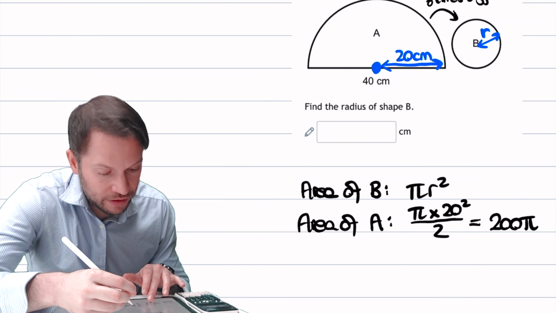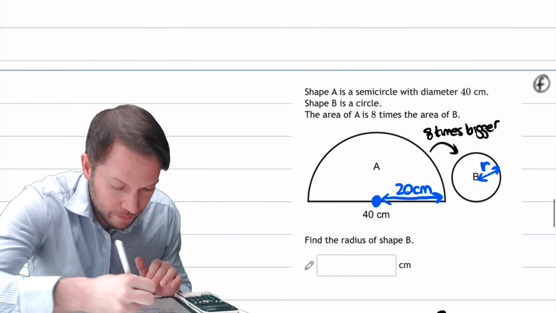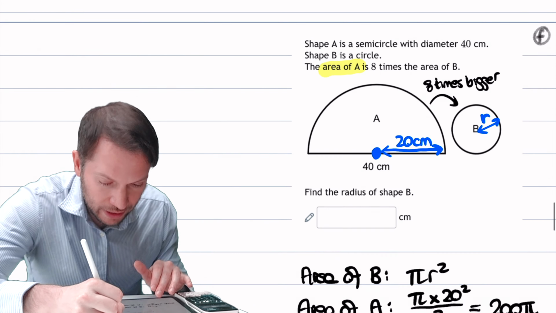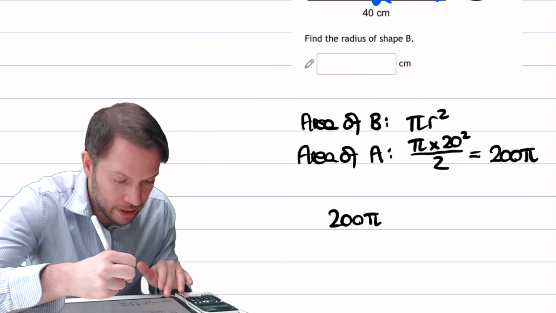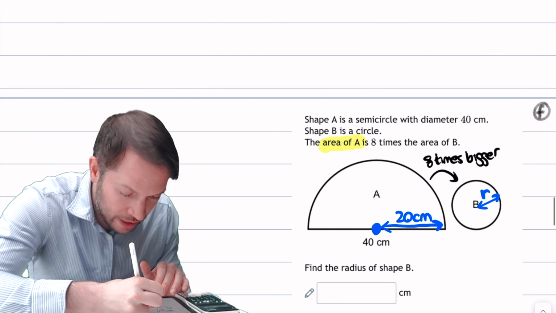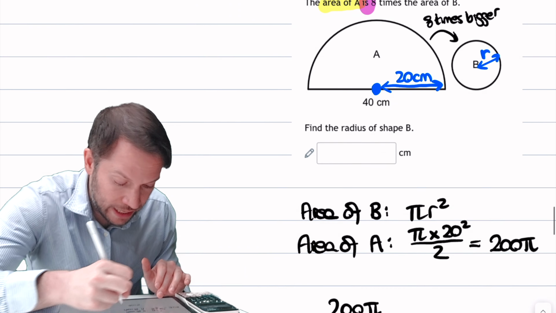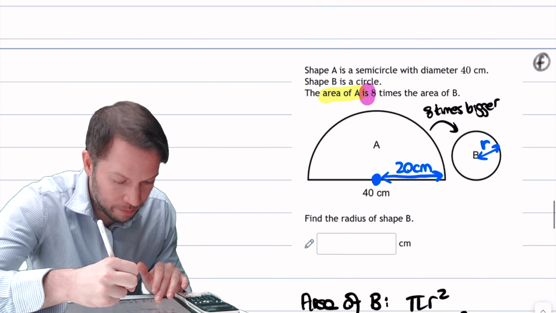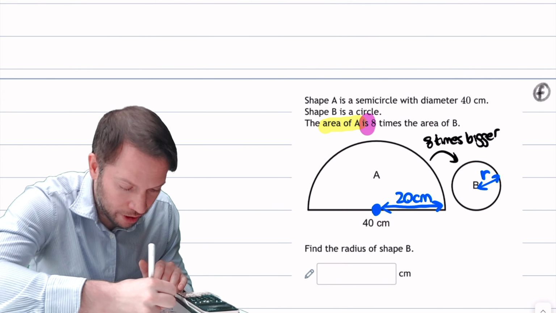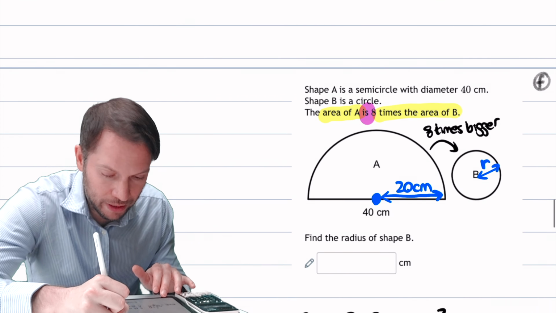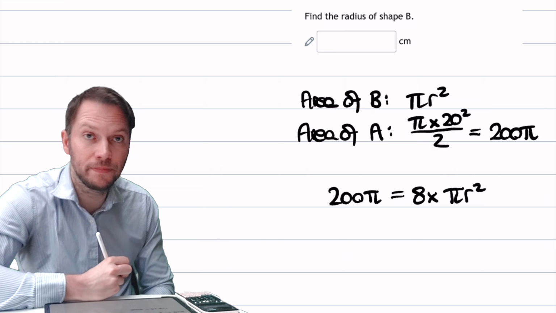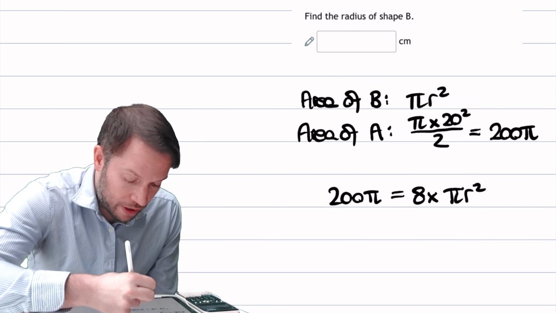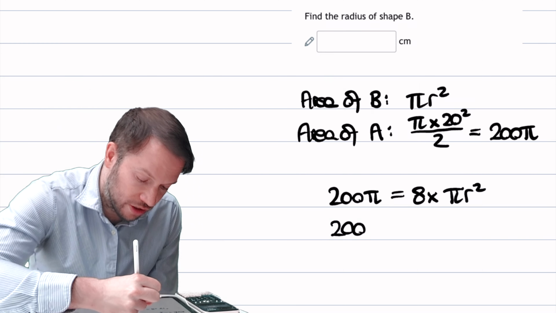Okay, now it says the area of A is, okay, so let's write that. The area of A, 200 pi. And then it says is, so equals 8 times the area of B. So let's write that down. 8 times the area of B, which is pi r squared, like that. Yep. Okay, now we can simplify the right-hand side because we've got a multiplication there.